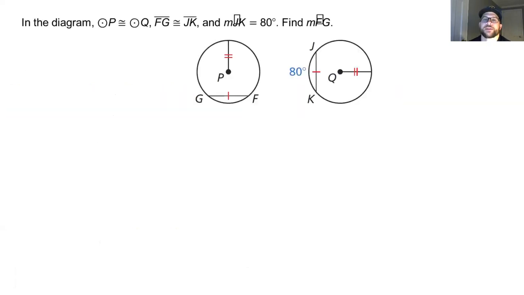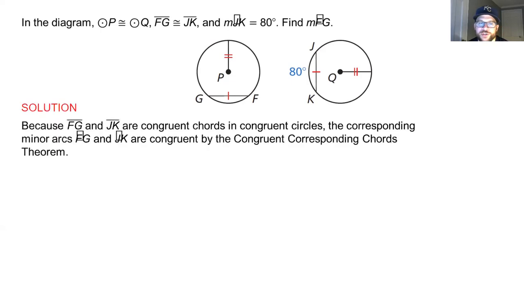So let's hop into our example. Remember, the formatting of those boxes should be arc measures, those curved lines. They are not getting inputted into Google Slides. In the diagram, circle P is congruent to circle Q, so they have the same radius. You're also given that chord FG is congruent to chord JK. The arc measure of JK is 80 degrees. We need to find the arc measure of FG.